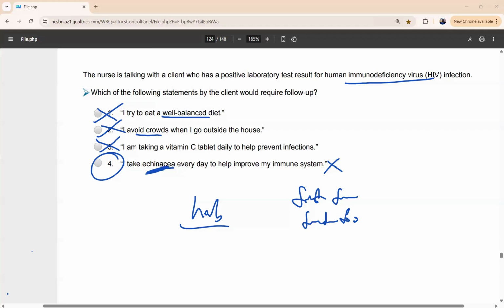Same with immune disorder, right? If you learn interventions related to the immune disorder, if you see HIV, you'll be able to answer it. If you see transplant, you'll be able to answer it. If you see chemotherapy, you'll be able to answer it. If you see neutropenic, you'll be able to answer it. Because they are related problems, just different names, but they still have similar interventions.